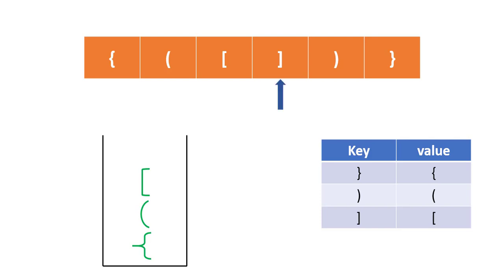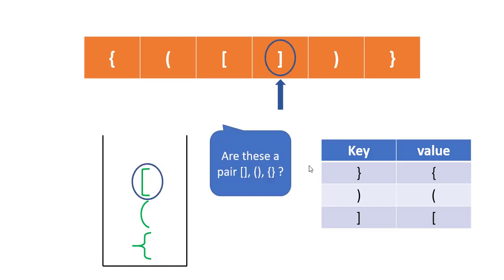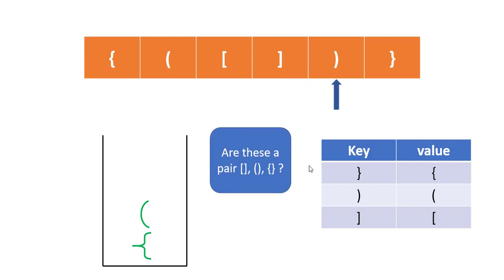Somewhere in the string we'll encounter a closed bracket. Now when we encounter a closed bracket, we need to see if the top of the stack is the open bracket for this closed bracket or not. We can check that using the map that we defined. We know that these are the pair. So what we need to do is we need to pop this value from the stack and then move our pointer to the next position.